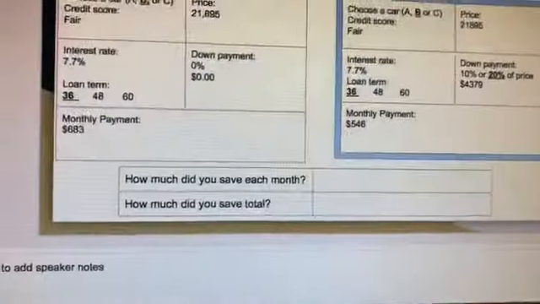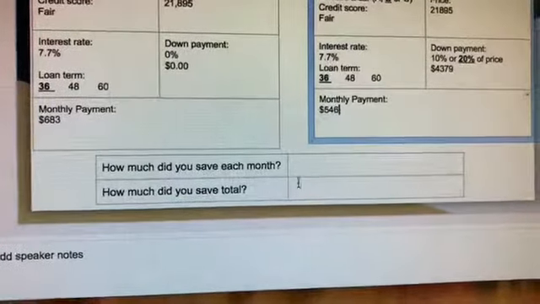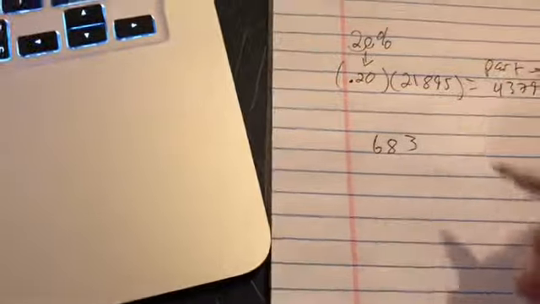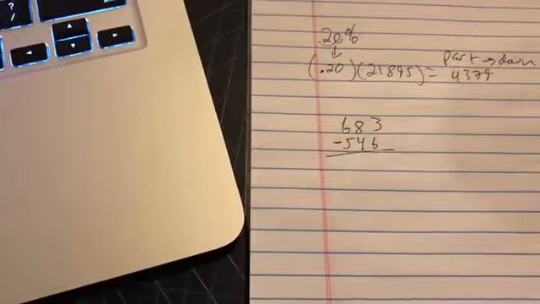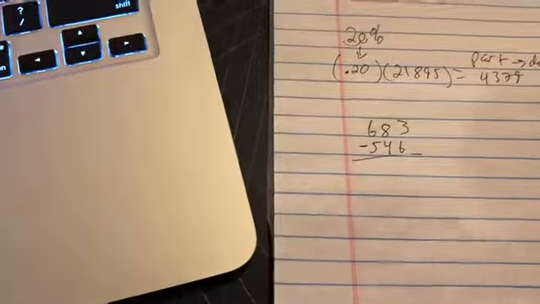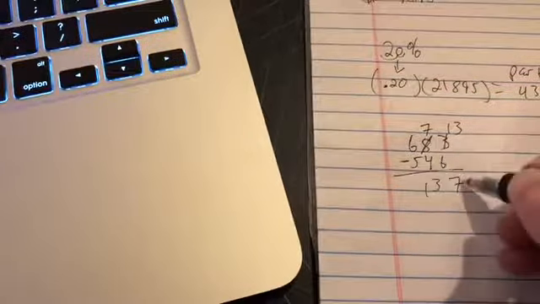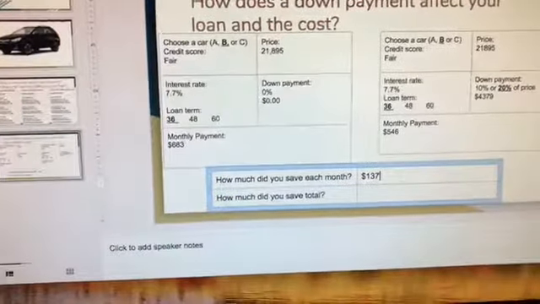So now we can see we save a lot of money if we make the down payment. So let's figure out how much each month and how much total. So you used to pay $683, now you pay $546. So I'm going to subtract what I used to pay minus what I'm going to pay with a down payment. And we are going to get the change, our savings. So I can't do 3 minus 6 here, so I'm going to cancel and carry. 7 minus 4 is 3, 1. So with this down payment, I'm going to be saving $137 every month.